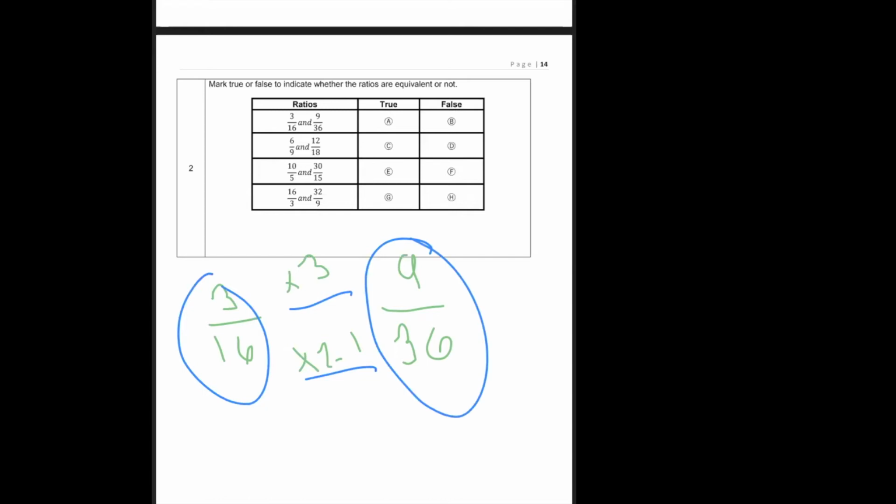So 3 divided by 16 gives you 0.1875. 9 divided by 36 gives you 0.25. They're different. They're not equal. So that has to be false. So how about the second one? Can anyone tell me that one? What do you guys think about that one?